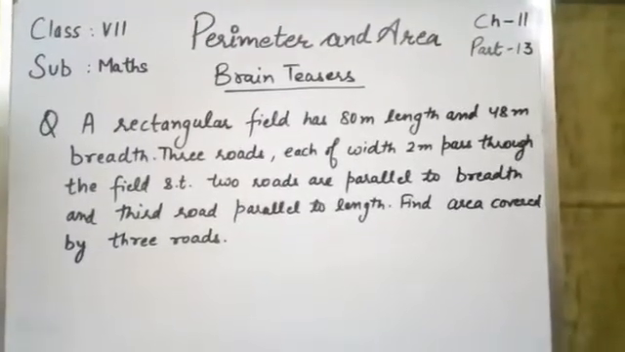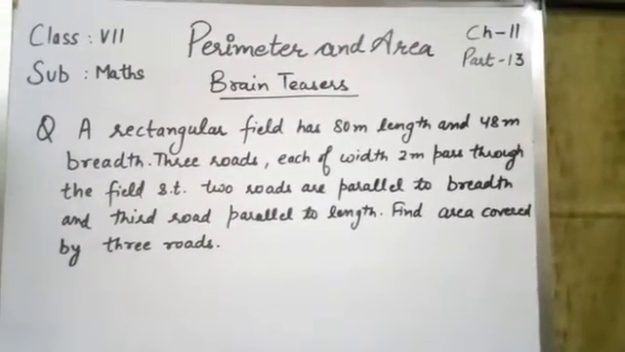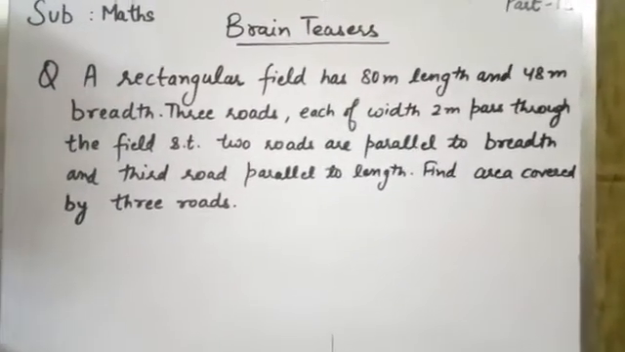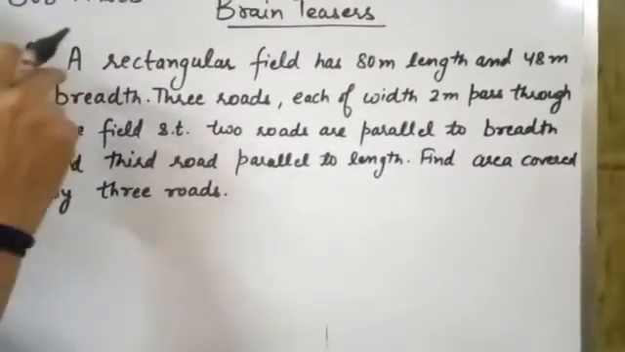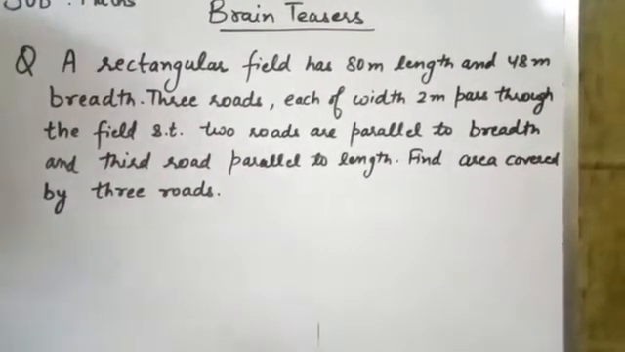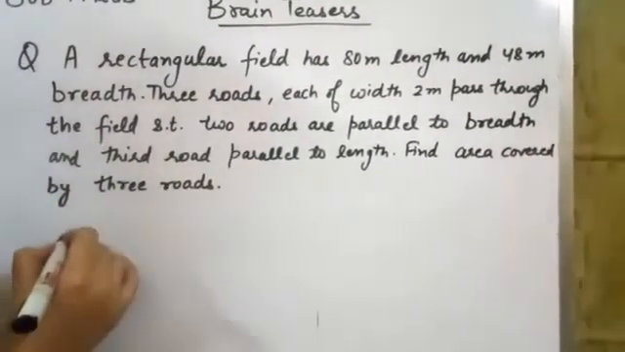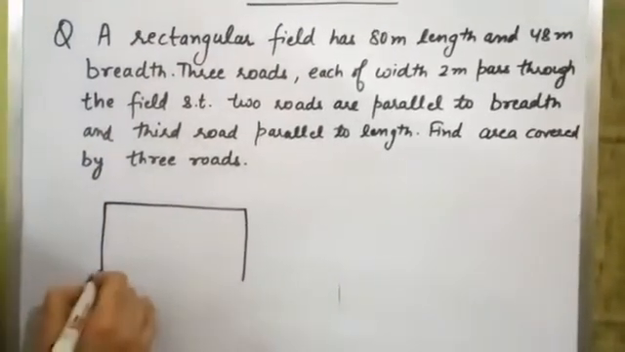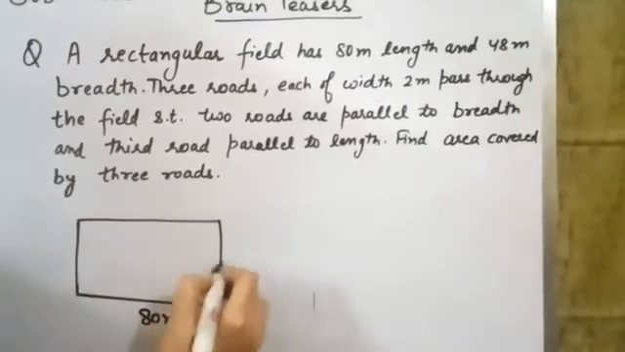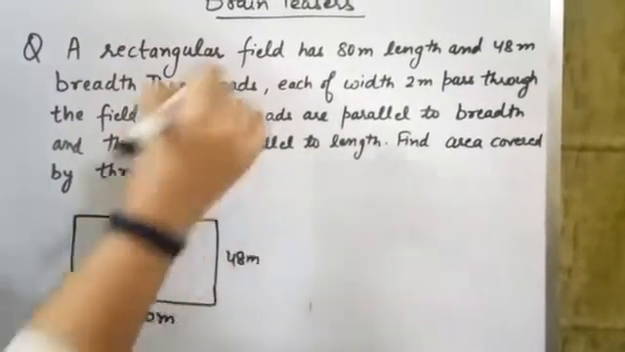Hello students, in today's e-lecture we are continuing with our chapter perimeter and area. Today we are going to solve the questions of brain teasers. A rectangular field has 80 meter length and 48 meter breadth. This rectangular field I am drawing here. Length is 80 meter and breadth is 48 meter.